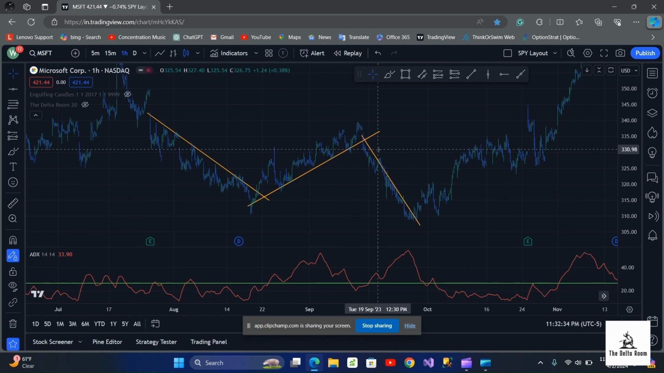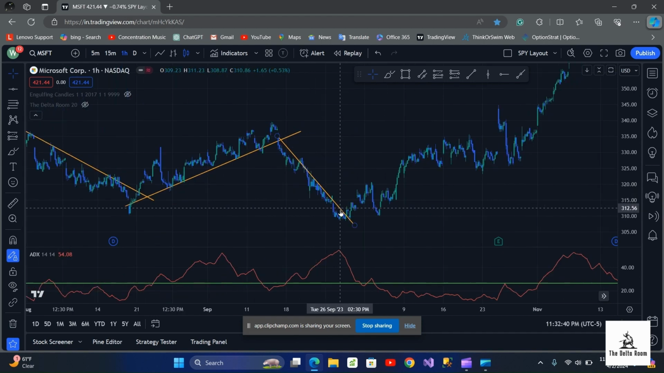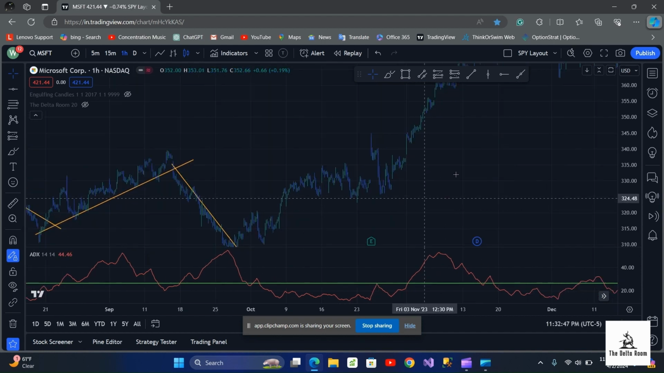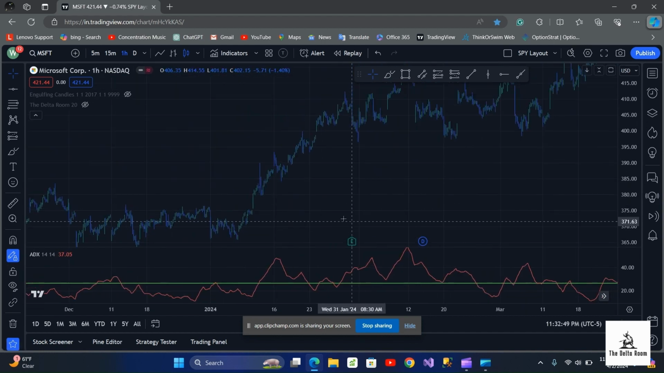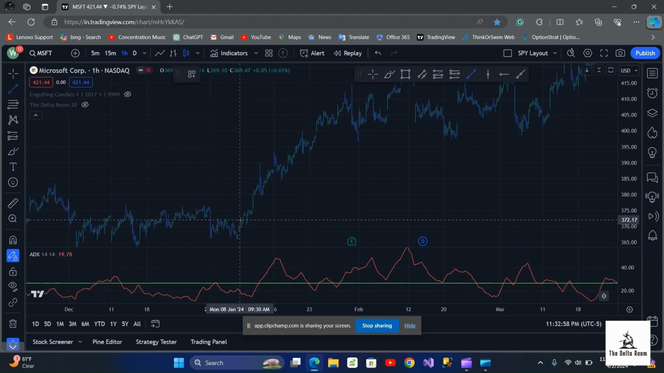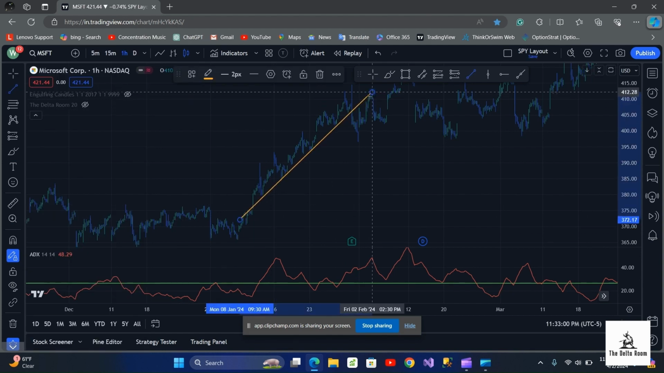Same goes over here, right? ADX is above 25, and then you can ride that downtrend, and then you can play out this breakout. Similarly, right here, you see ADX is above 25. You can put your maybe trend line right here, right here. So see, the trend line doesn't have to be really perfect.